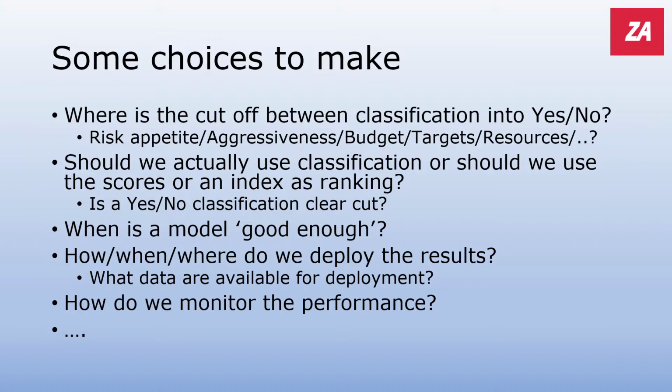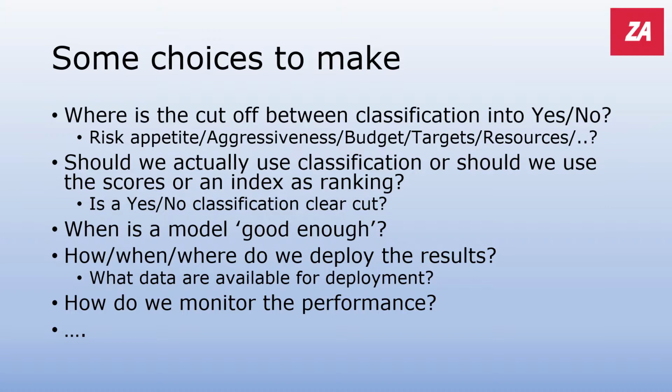And I need to look at what data I have available at the moment I want to actually use the results in my organization. I can maybe build a perfect model on data that is not easily available at the moment I want to use it. So maybe I need to be satisfied with a model that may be less performing, but more easily deployed, and look at increased deployment options at a later stage.